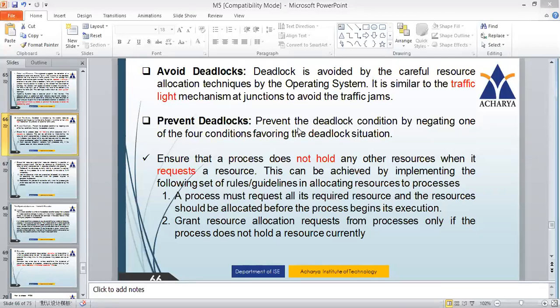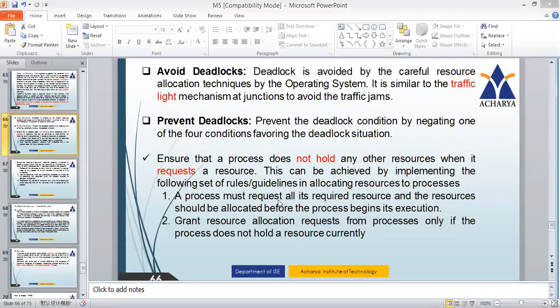Now coming to the next, preventing deadlocks. You're trying to prevent the deadlock condition by negating one of the four conditions favoring the deadlock situations. So we'll see what those points are. Ensure that a process does not hold any other resources when it requests a resource. So here we are ensuring that a process which wants a resource should not hold any resource. This can be achieved by implementing the following set of rules or guidelines in allocating resources to the processes. So let us see what those rules are.